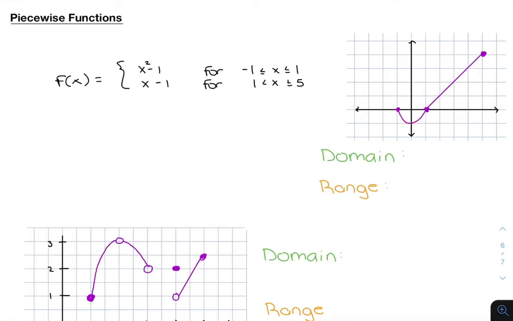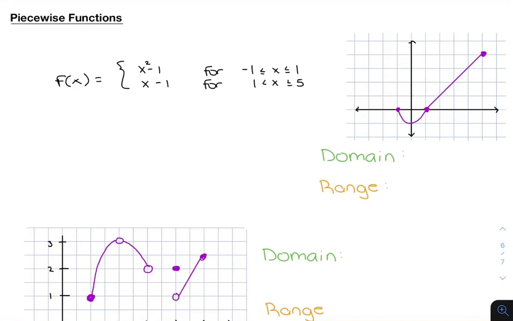Part of it follows the function of x squared minus 1, and it follows it for the interval of -1 to 1. That's what that means. So it's going from -1 to 1, following that specific function, which is quadratic. That's why it's curved. And then the second function that is also graphed on this graph is x minus 1. That's a line. So it's following that linear function from the interval from 1 to 5.